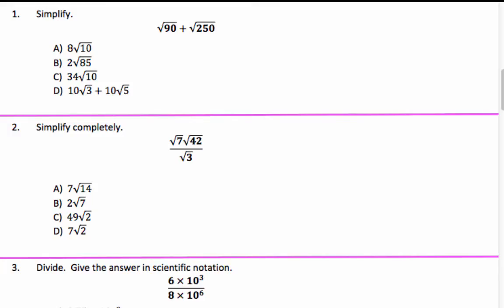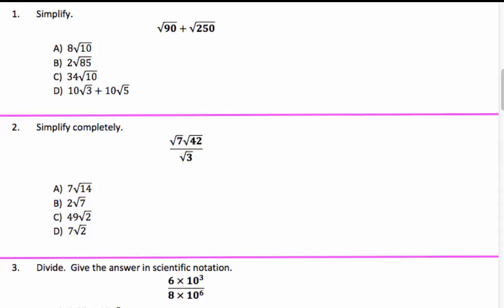Problem number 1 asks you to simplify the square root of 90 plus the square root of 250. What simplifying means in this problem is to see whether we can add the two square roots together, as well as whether we can simplify each square root.